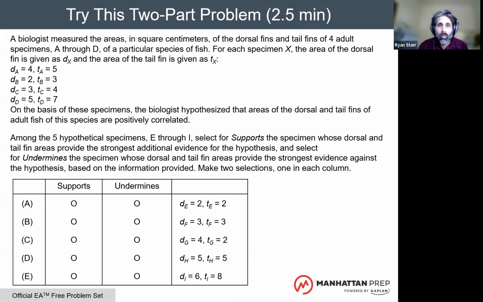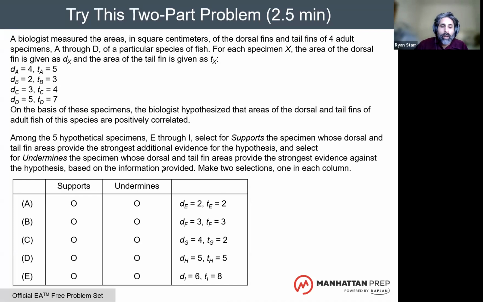First, look at the data. Where is there a positive correlation? Why has this biologist hypothesized that there's a positive correlation? Well, if you look at the dorsal fin area, D, and the tail fin area, T, what you'll notice, especially if you go from least to greatest, is the least dorsal fin area of 2 is paired with the least tail fin area of 3. Next, dorsal fin area of 3, tail fin area of 4. Next, dorsal fin area of 4, tail fin area of 5. So as dorsal fin area goes up, tail fin area goes up as well. That's the positive correlation this biologist is noticing. And that's serving as the basis of the biologist's hypothesis.